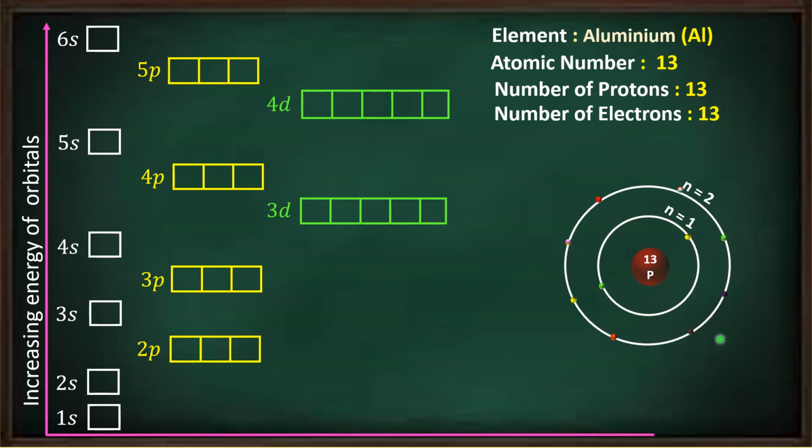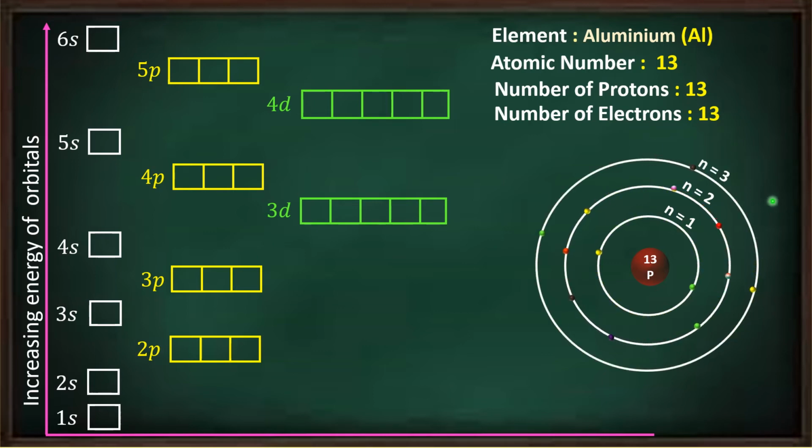8 electrons are revolving in the second orbit, and we can put a maximum of 18 electrons in the third orbit. But here we have only 3 electrons to revolve in the third orbit, n equal to 3. Now we have to fill all these 13 electrons into various orbitals. So the first electron enters into 1s orbital. The second electron pairs up with this electron, isn't it? And 1s orbital is completely filled.